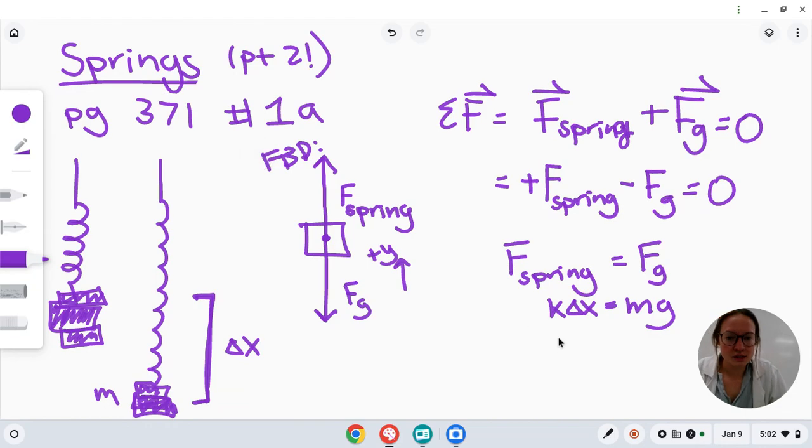Let's rearrange to solve for k. k equals mg over delta x. At this point, you could easily plug in numbers and get to a final answer.